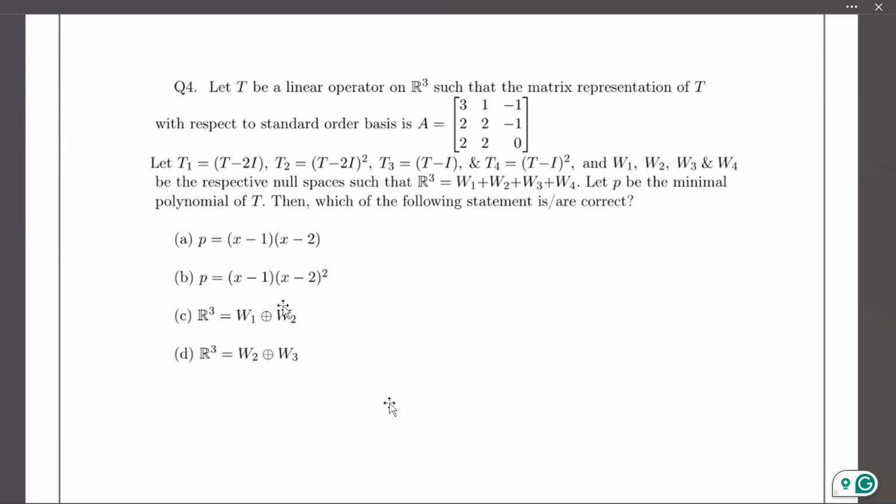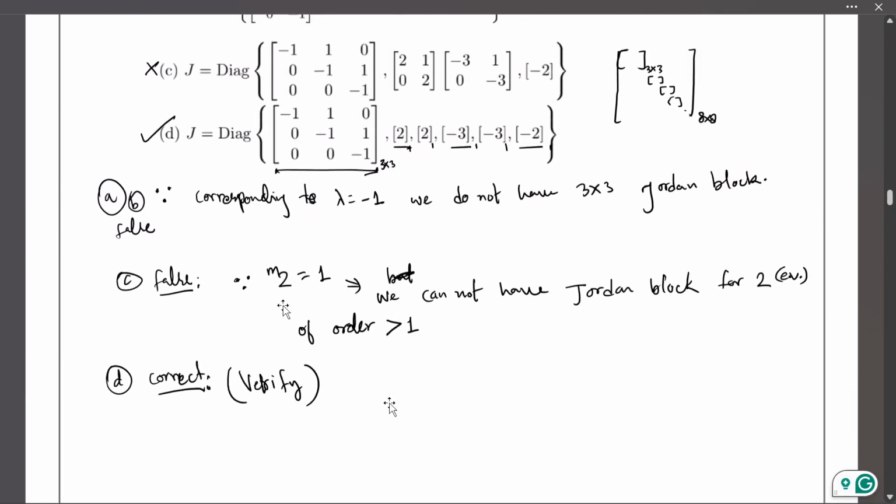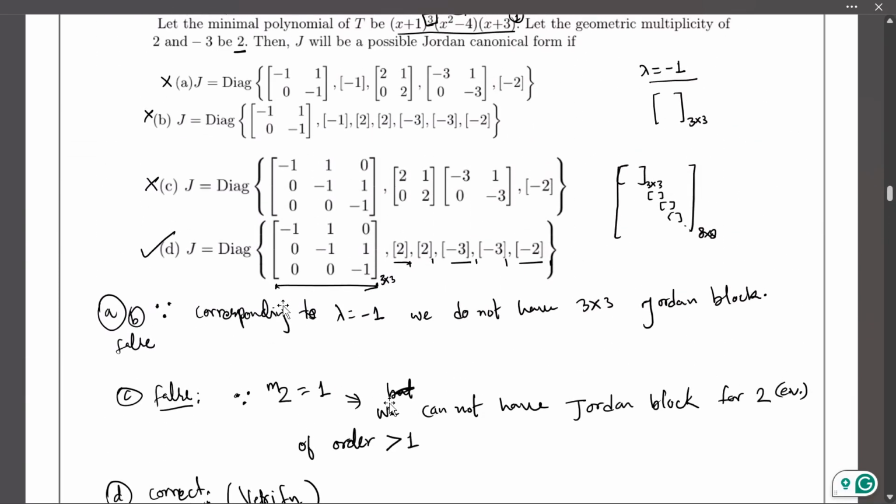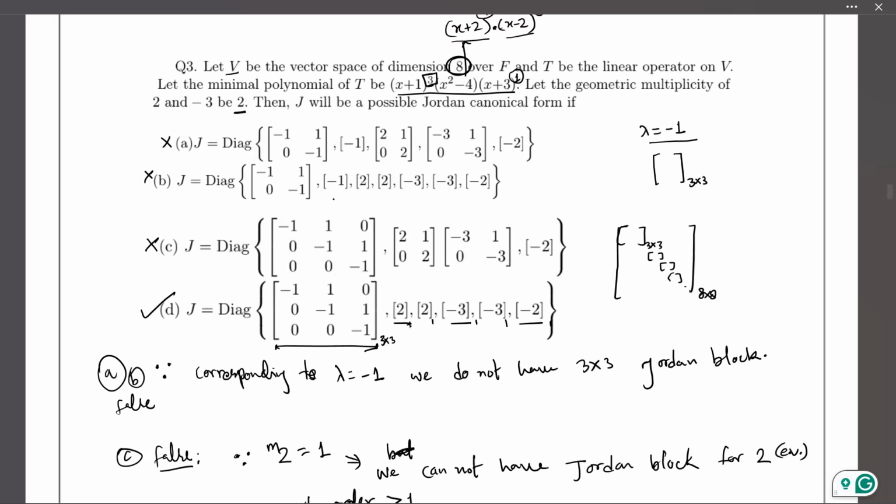In the previous question, there was given another piece of information about the geometric multiplicity of 2 and minus 3, and it is 2. Oh, I missed something. Sorry. So this just says that there should be two blocks for minus 3, 2 blocks for plus 2. That is what is given. Okay. This was the third condition. That is also verified now that I was missing. So there are two blocks for 2 and 2 blocks for minus 3.